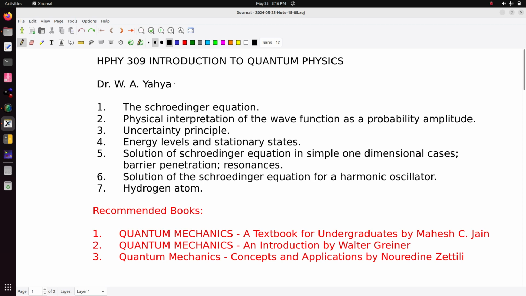The topics we'll treat in this course are the Schrödinger equation, physical interpretation of the wave function as a probability amplitude, uncertainty principle, energy levels and stationary states, solution of the Schrödinger equation in simple one-dimensional cases, solution of the Schrödinger equation for a harmonic oscillator, which is also a one-dimensional case, then the hydrogen atom.